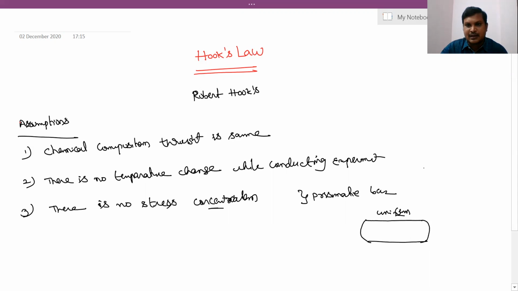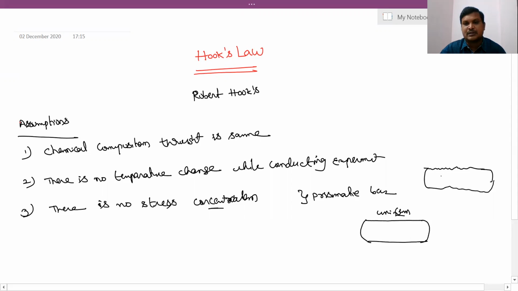Another material is like, for example, this irregular shape. So this is called non-prismatic, a non-uniform surface bar. If you are taking this type of test piece, the stress concentration is more. For example, I'm drawing this small portion. This test bar is like this.